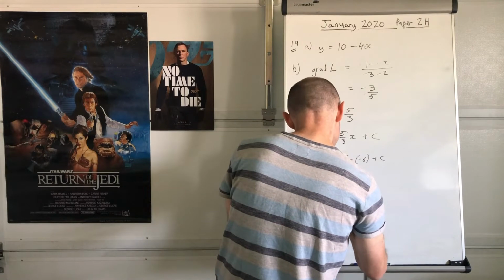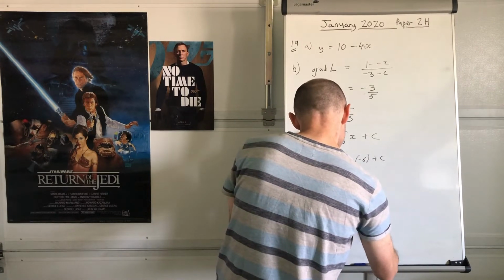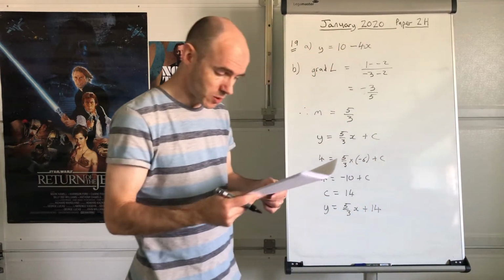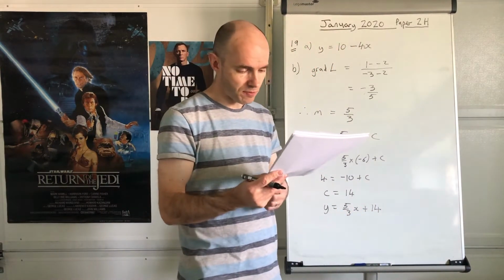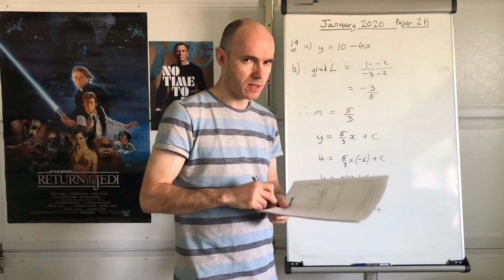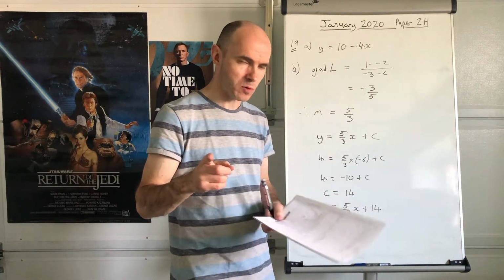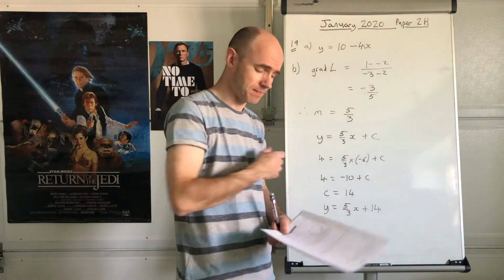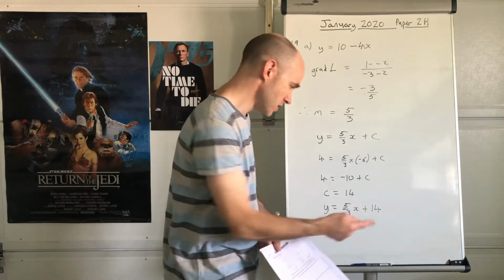So you've got y equals 5/3 x plus 14. Okay, but then the question says, give your answer in the form ax plus by plus c equals 0, where a, b, c are integers. So there's two crucial things there. First of all, you want the equation equals 0, which it doesn't. So you've got to put all things onto one side. Second thing is it wants integers, which that isn't.